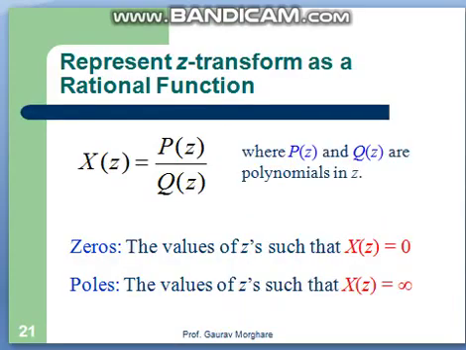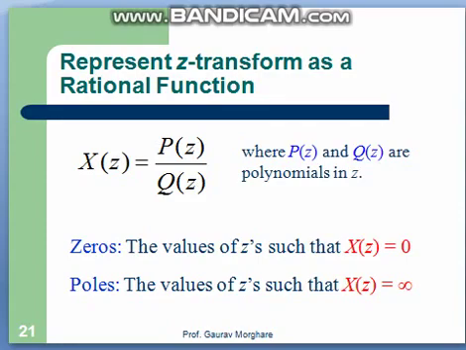So, for the concept of ROC, it is very important that if we calculate the Z transform for any signal, the ROC for that signal has to be mandatorily calculated, or we should know it, because the ROC defines where the signal exists. Any transfer function for any system X(z) is represented by P(z) upon Q(z).